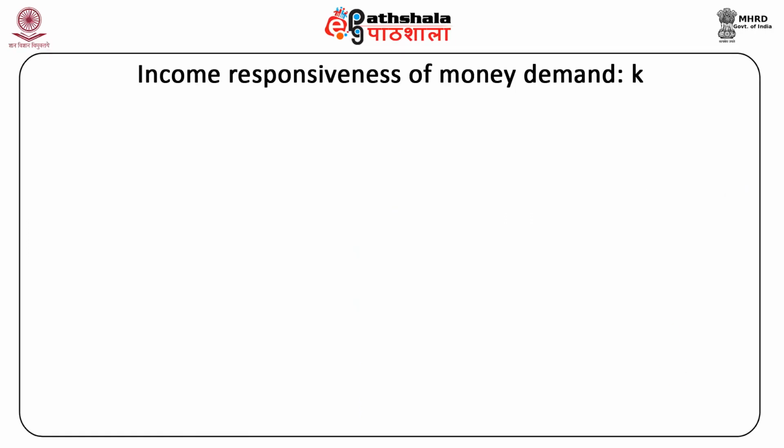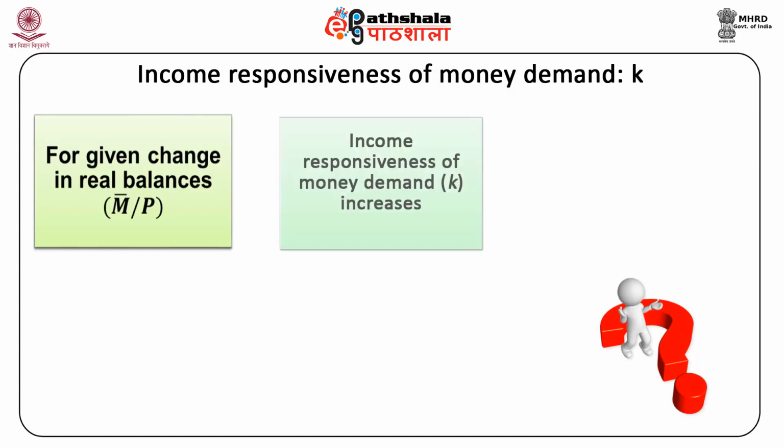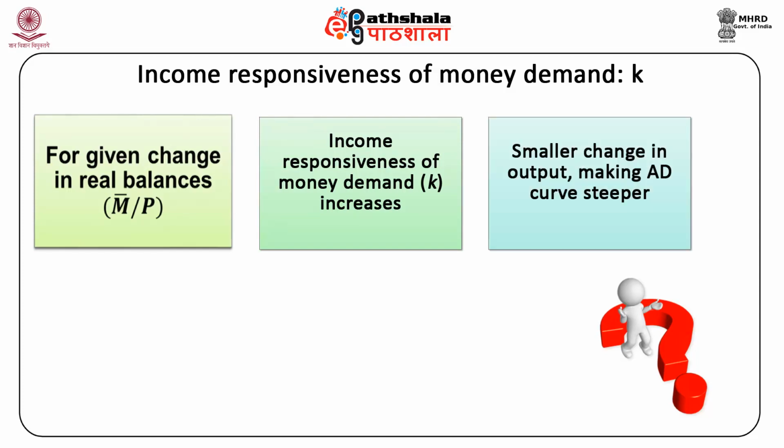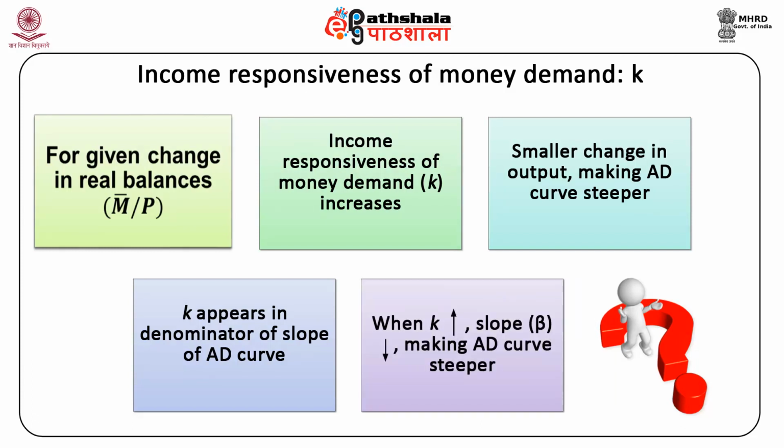The income responsiveness of money demand, that is K. For a given change in the real balances, when income responsiveness of money demand increases, there will be a smaller change in the output, making the aggregate demand curve steeper. Mathematically, K appears in the denominator of the slope of aggregate demand curve. Thus, when K increases, slope decreases, making aggregate demand curve steeper.